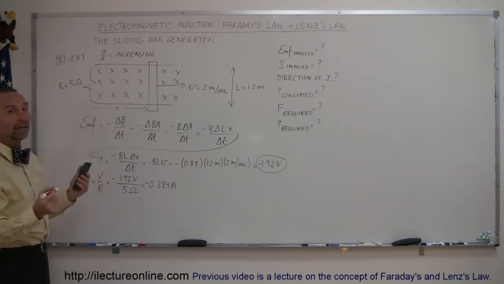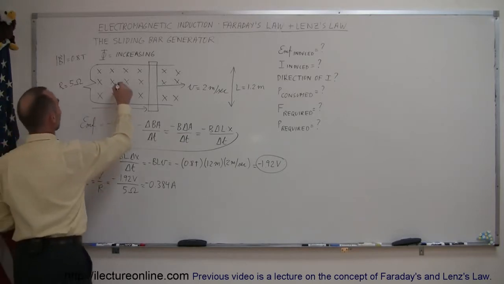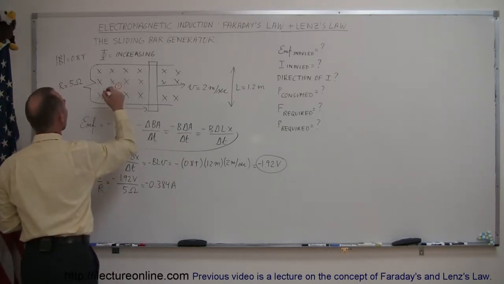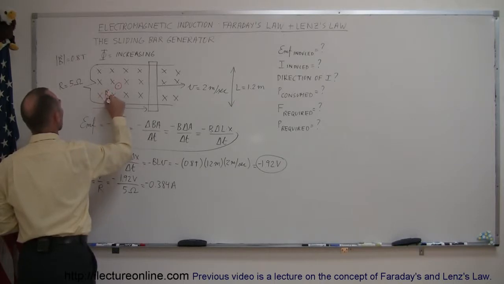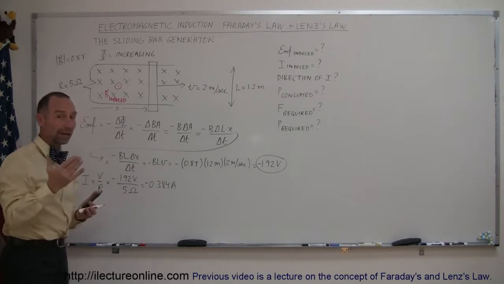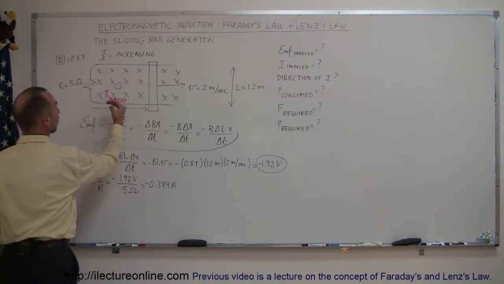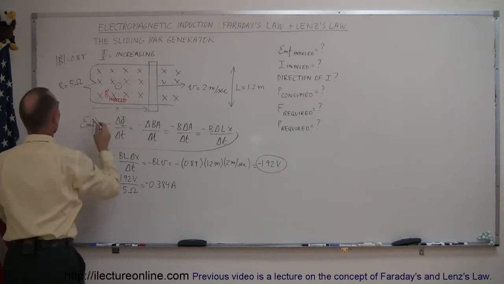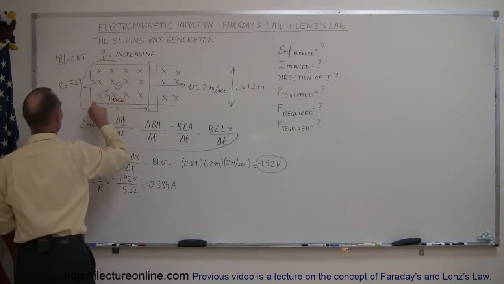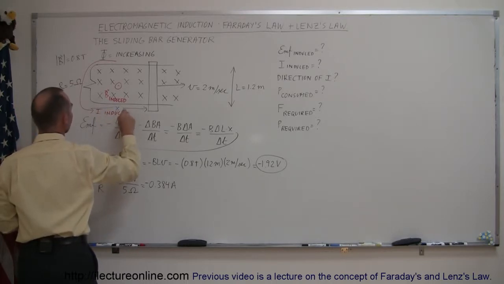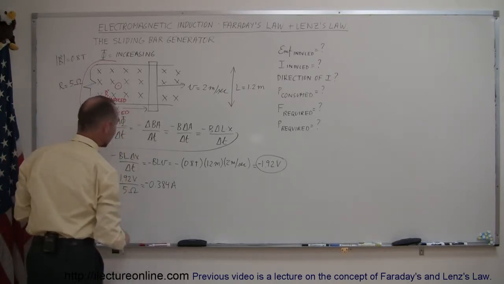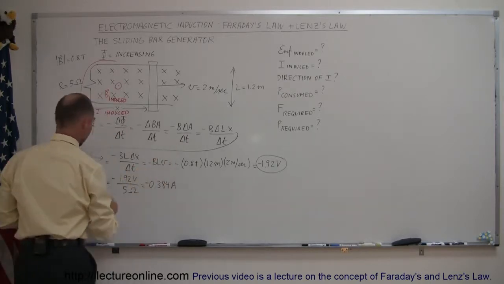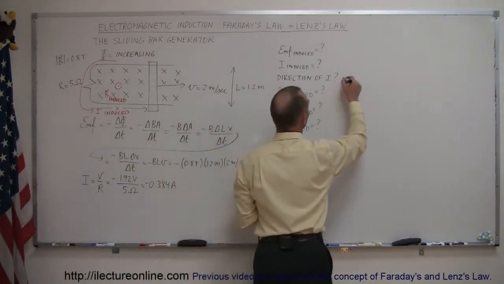So since the flux is increasing, the induced current will set up a magnetic field opposing that increase. To oppose the increase, it'll set up a field in the opposite direction. So the induced B field will be out of the board. That's B induced. And then using your right hand rule, take your thumb, point in the direction of the induced B field, and your fingers will curl in the direction of the induced current. So the induced current will be like this, I induced, in the counterclockwise direction. The direction of I will be counterclockwise.